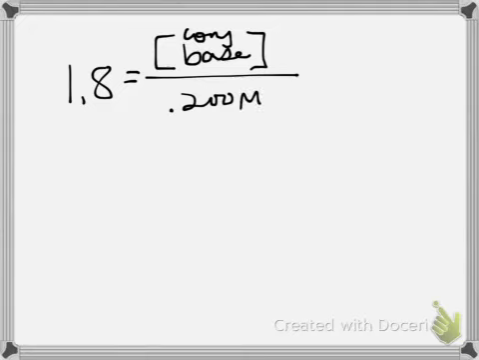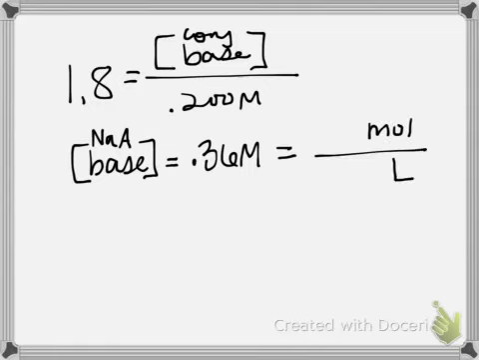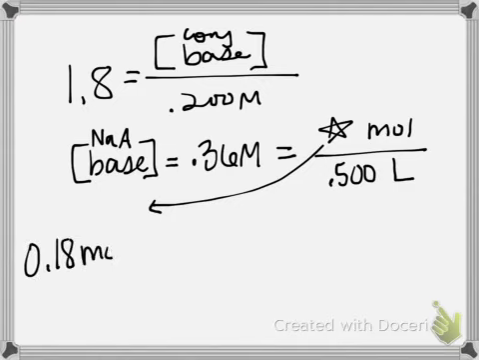Okay, so you solve that out pretty easy. We get that the concentration of the base is 0.36 molar, and again, that is the sodium acetate. Well, we know that molarity is moles over liters, and it's important to note and remember in this problem that we don't have a full liter. We have half of a liter, 500 milliliters. So this is 0.500. So we're getting really close. Pause, solve for your moles. What we get for moles is 0.18 moles of sodium acetate.